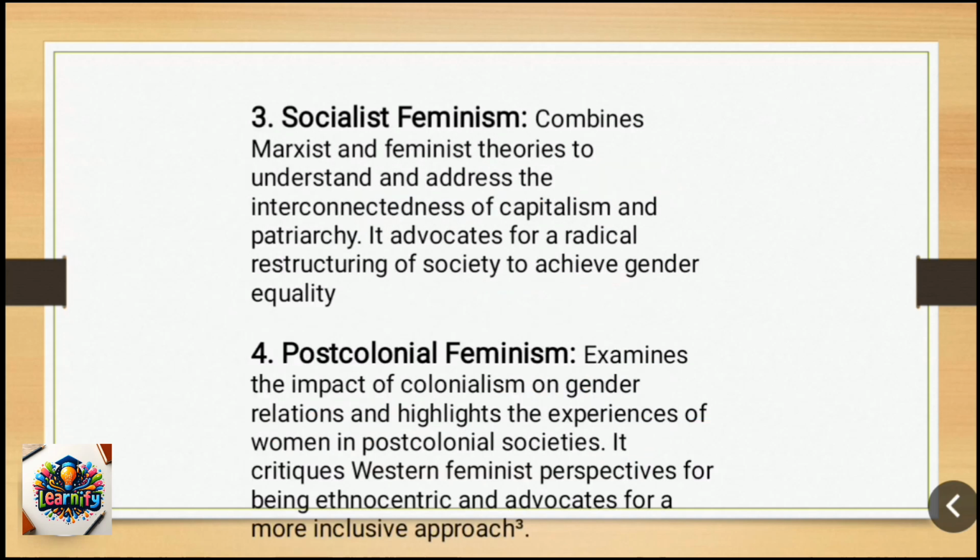Socialist feminism combines Marxist and feminist theories to understand and address the interconnections of capitalism and patriarchy. It advocates for a radical restructuring of society to achieve gender equality. Post-colonial feminism examines the impact of colonialism on gender relations and highlights the experiences of women in post-colonial societies. It criticizes Western feminist perspectives for being ethnocentric and advocates for a more inclusive approach.